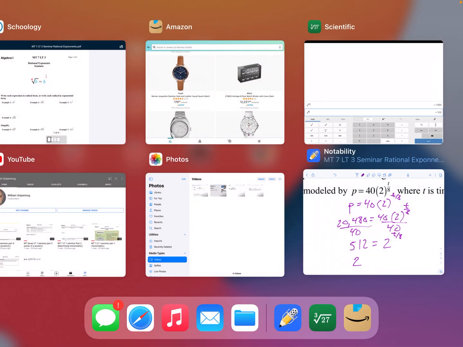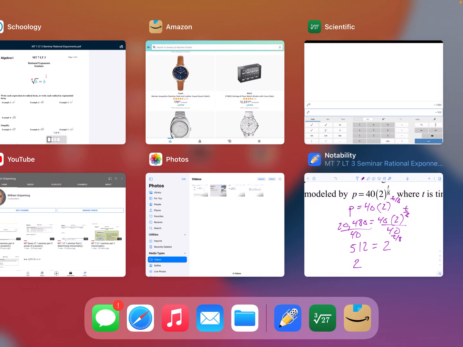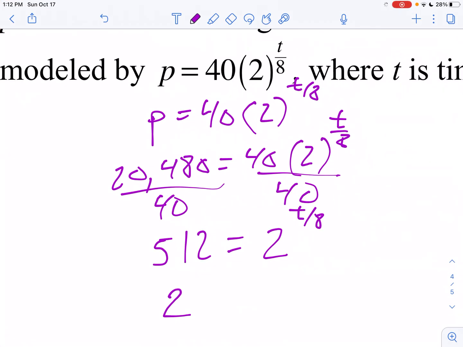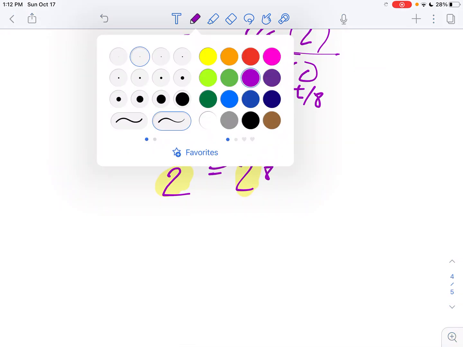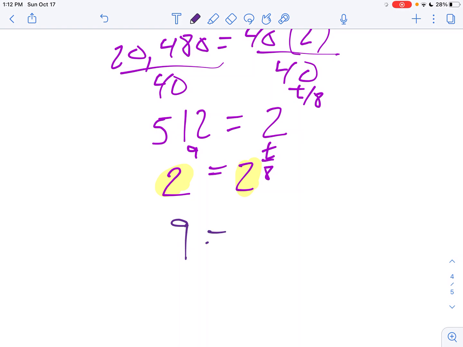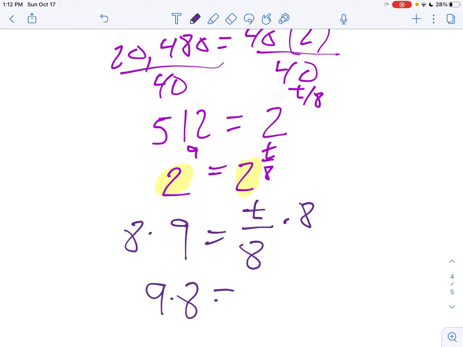You're going to use your calculator quite a bit on this one. So in other words, let me blow this up so it'll show up here. So we get 2 to the 9th equals 2 to the T over 8. The bases are the same. I'm going to change pen colors here. We're going to say 9 equals T over 8. The inverse operation of my division, I'm going to multiply both sides by 8. So 9 times 8 is 72.